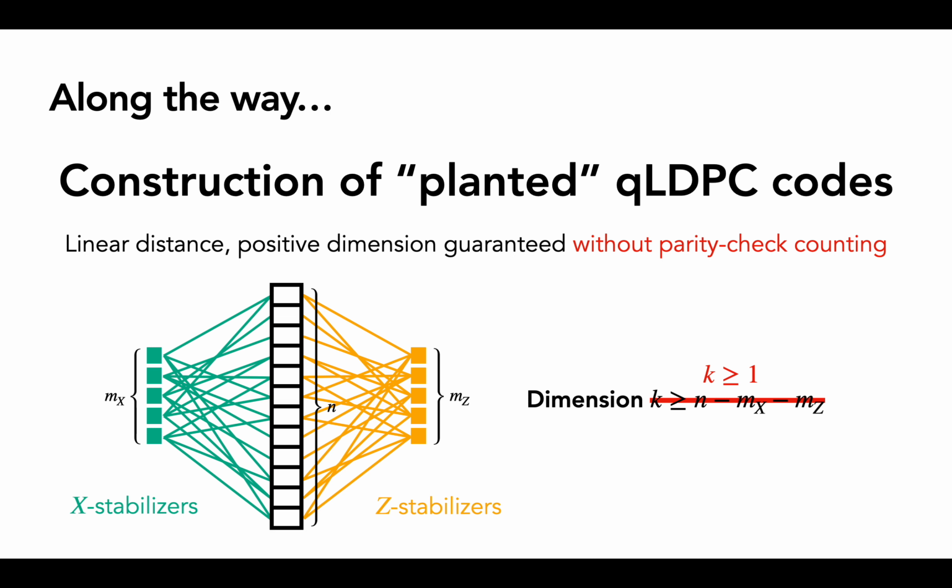We show that we can actually guarantee positive dimension a different way. We can essentially plant a single non-trivial logical codeword in the code and just guarantee that the dimension of the code is at least 1, regardless of how many X or Z stabilizers there are. So I'll describe later why this could be interesting for a couple different reasons, and we actually give a concrete application of this to SoS lower bounds. But for now, you can see the motivation is just a new way of guaranteeing positive dimension in these codes.